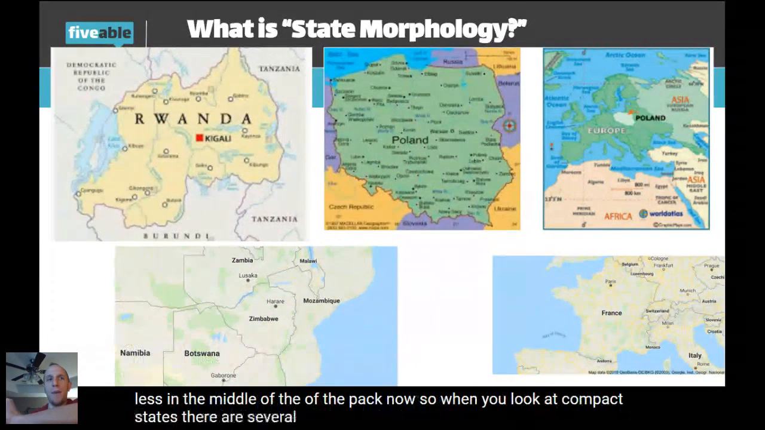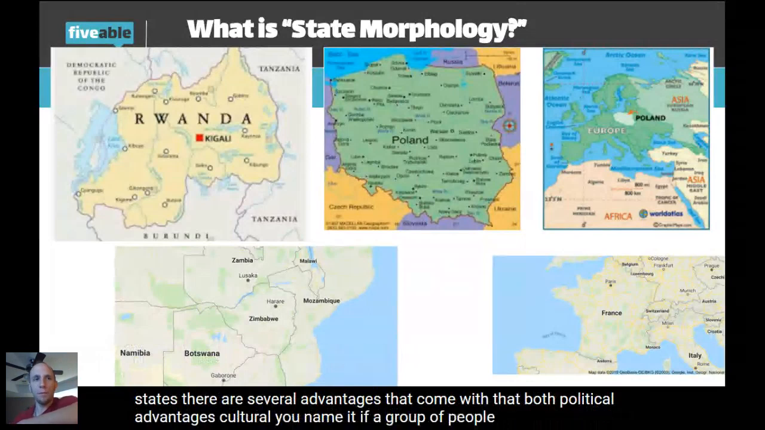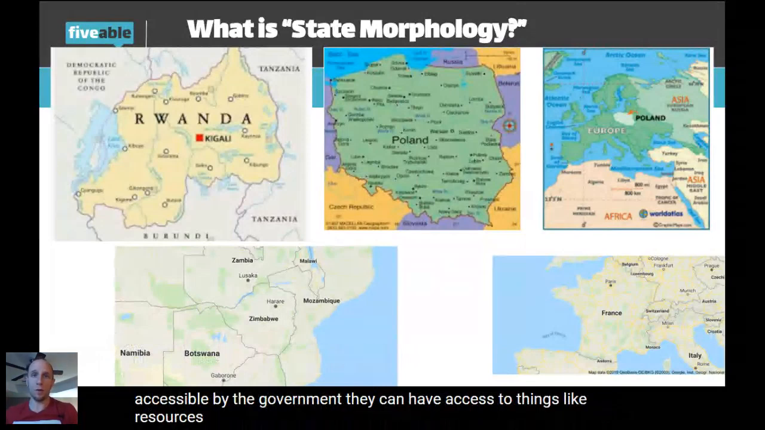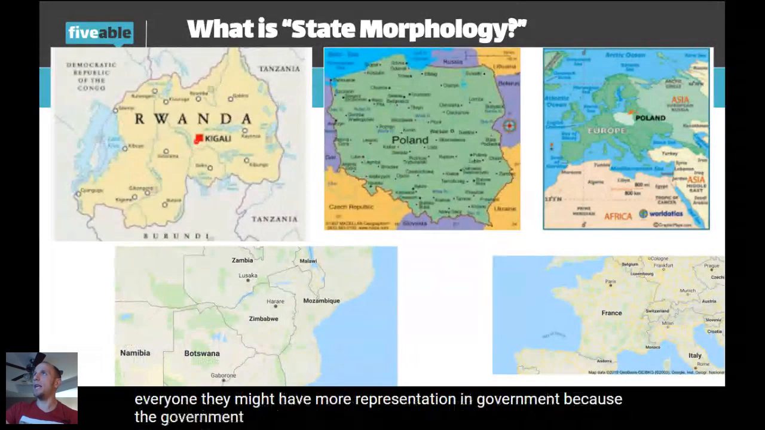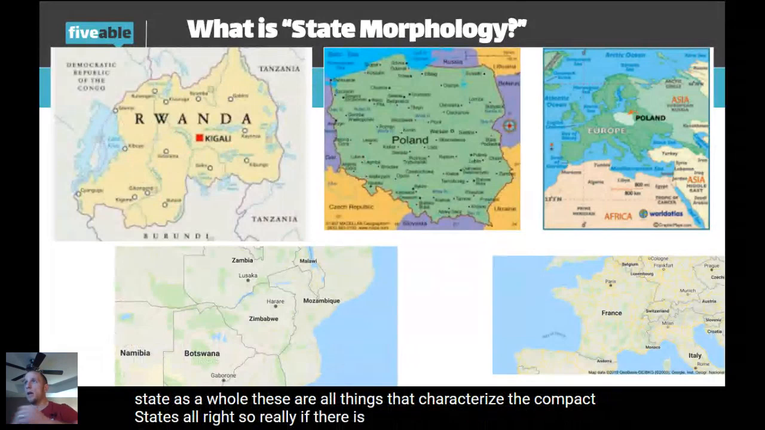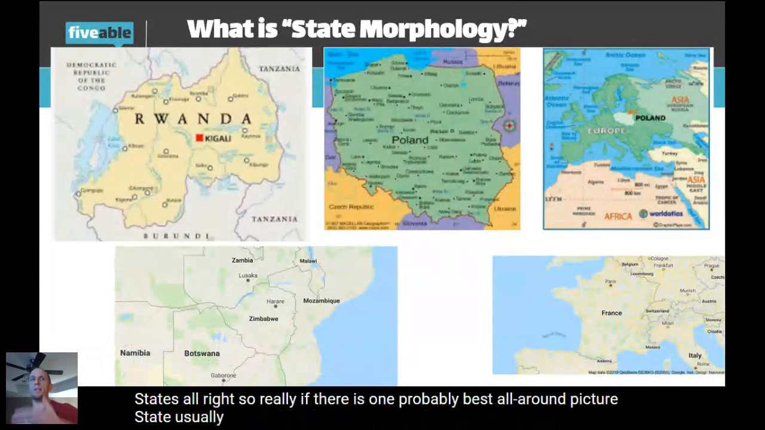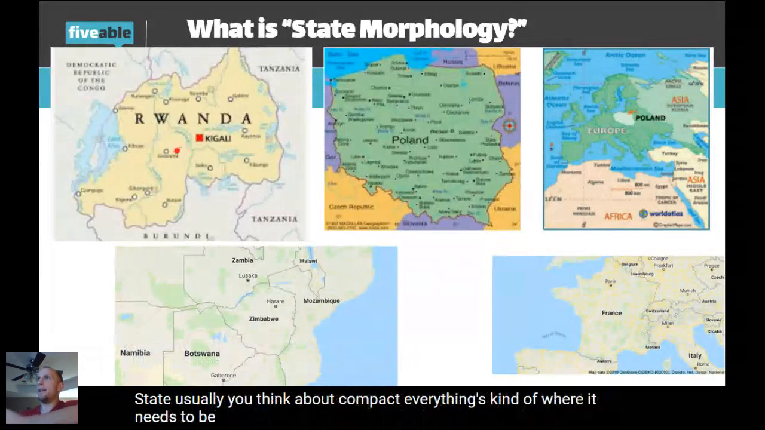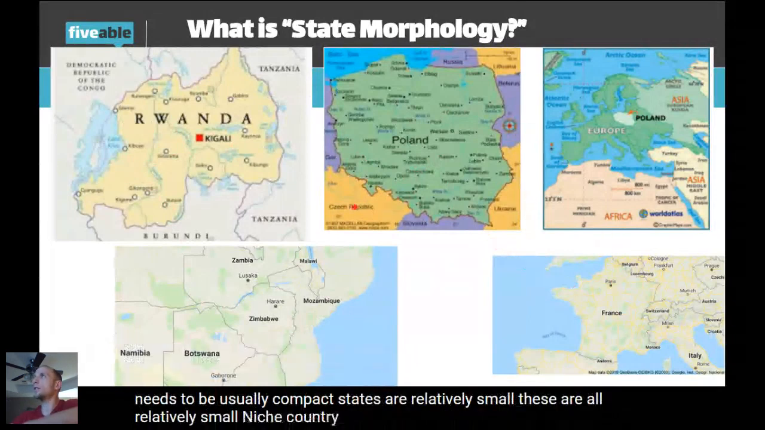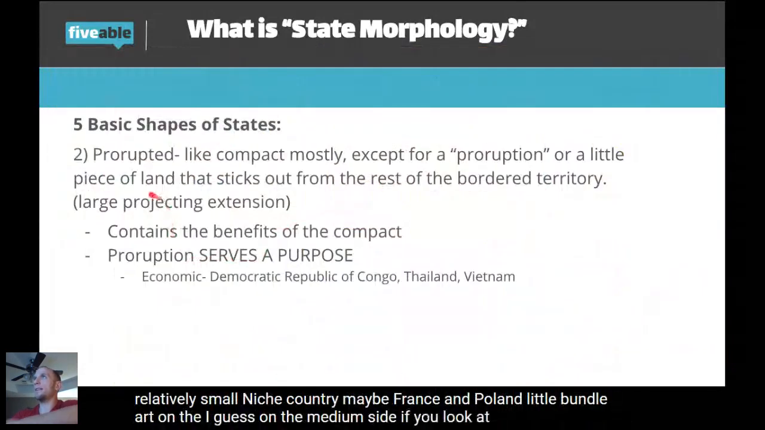Now, so when you look at compact states, there are several advantages that come with that, both political advantages, cultural, you name it. If a group of people are easily accessible by the government, they can have access to things like resources. Things like the economy can be more accessible to everyone. They might have more representation in government because the government is in the center of everyone and kind of represents the state as a whole. These are all things that characterize the compact states, all right? So really, if there is one probably best all-around state, usually you think about compact. Everything's kind of where it needs to be. Usually compact states are relatively small. And these are all relatively smallish countries. Maybe France and Poland live on the medium side if you look at the world as a whole.